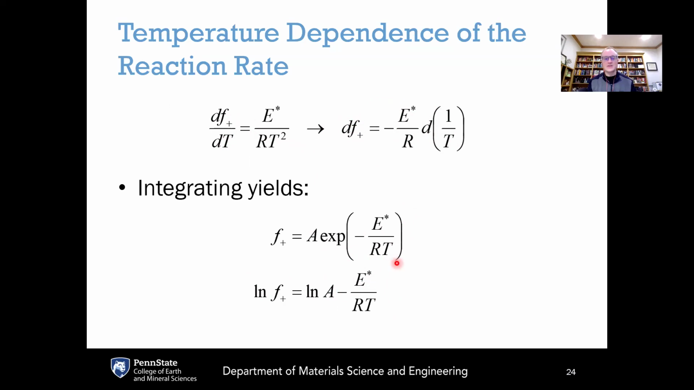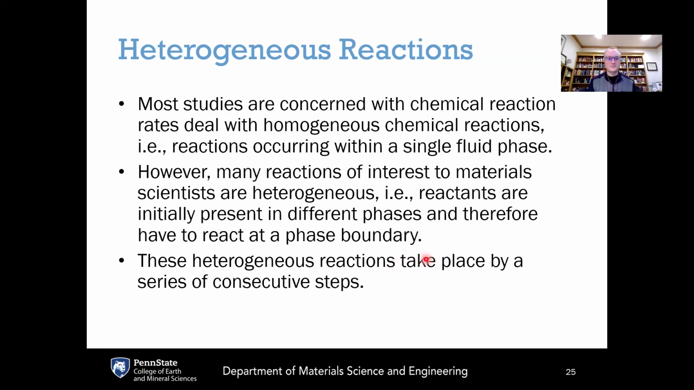And you can see that this is another way of obtaining the Arrhenius equation. Remember back in chapter 7, we obtained the Arrhenius equation based on the underlying statistical mechanics. But what this is telling us is that the reaction rates are increasing exponentially with increasing temperature.